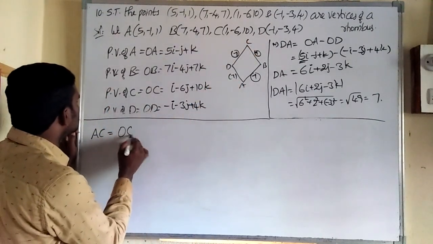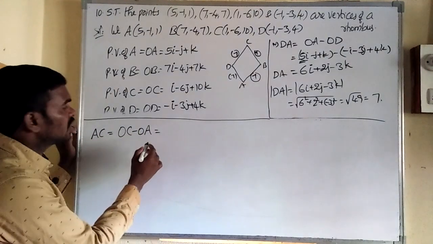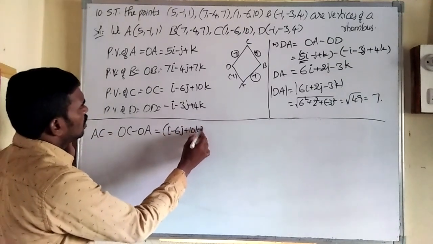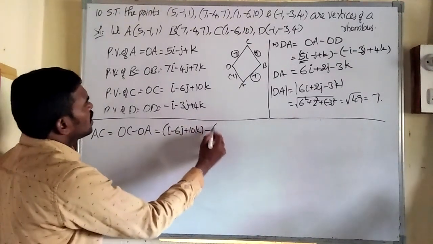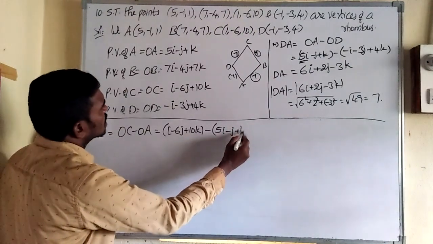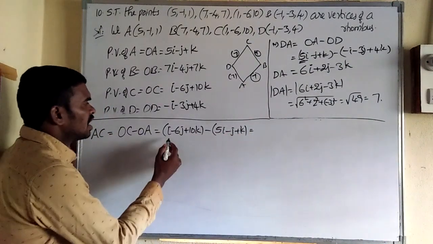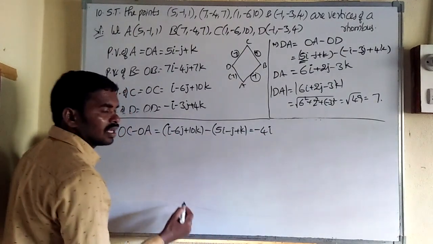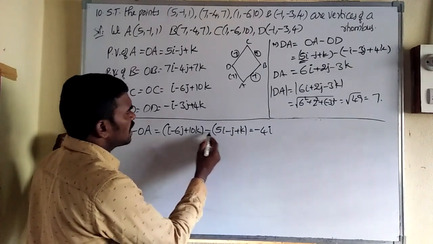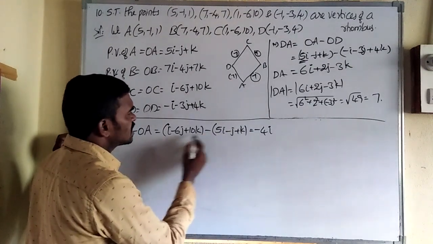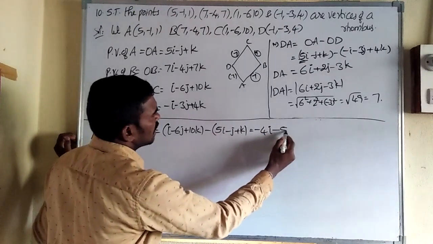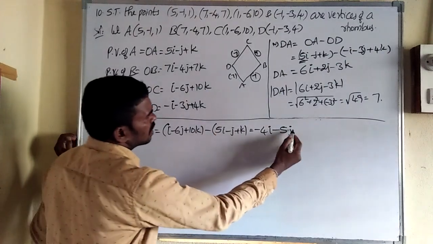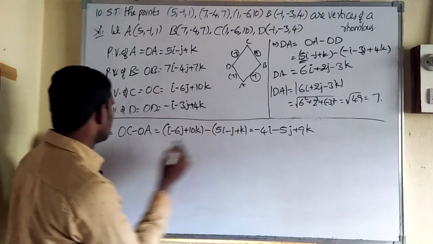So AC means what? OC minus OA. What is OC? i minus 6j plus 10k, minus OA. OA means 5i minus j plus k. So this is equal: i minus 5i becomes minus 4i. Next, minus 6j, minus into minus j, plus j. Minus 6j plus j becomes minus 5j. Next k terms: here 10k minus k becomes 9k. So this is the diagonal AC.